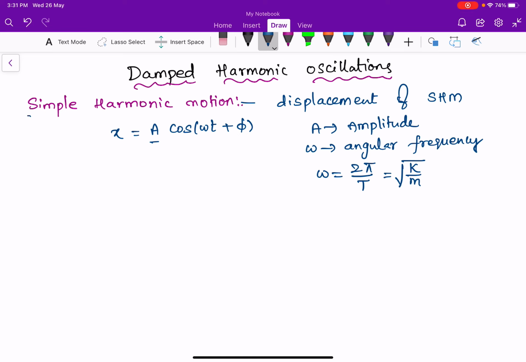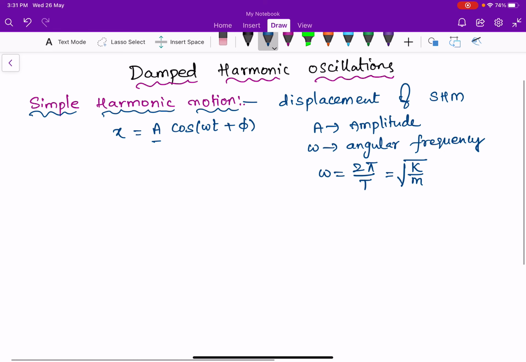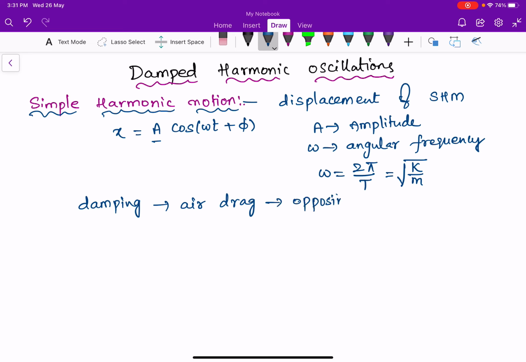This simple harmonic motion, in the absence of air, was an idealized case that we discussed, but today we are going to discuss the case where damping is present, that is, frictional force is present. Damping means frictional force. Damping means air drag, which is equivalent to an opposing force. We call the opposing force frictional force. So here damping means friction.